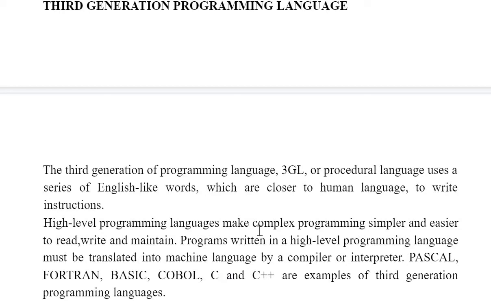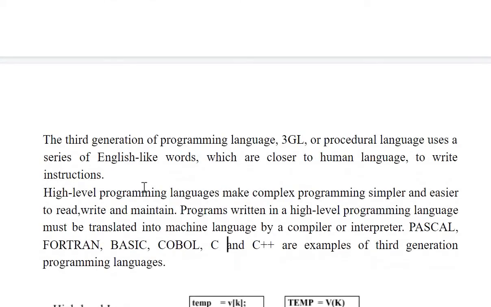For loop, while loop, do while loop: you know these keywords are similar to English words. So they are very close to human beings. It means that they are human dependent and independent of the machine. High level programming languages make complex programs simpler and easier to read, write and maintain. So programs written in high level language must be translated to machine language.